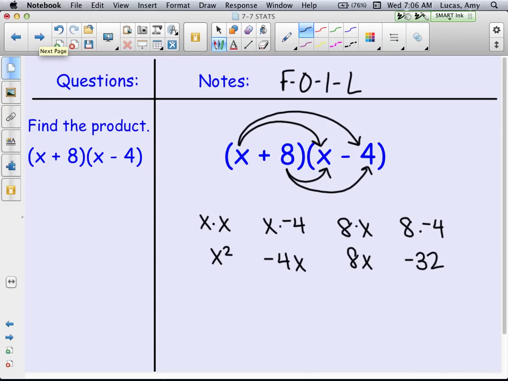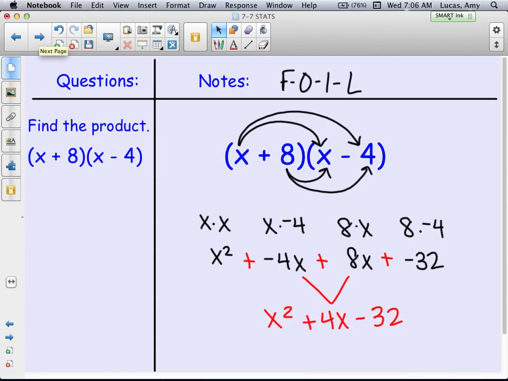So I have my 4 products, so I need to add them together. The only 2 that are like terms are in the middle. So if I combine those 2, I get positive 4x. So x squared plus 4x minus 32 would be my answer. So that's using the FOIL method and distribute it, instead of making it look like a smiley face.